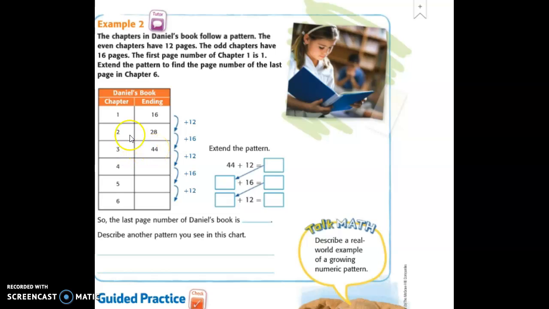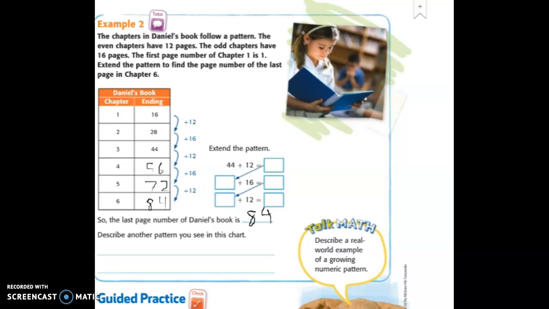So now we're going from 44, and we're counting up using the pattern that's been established from the problem. 44 plus 12 is 56. And then 56 plus 16, because we're going to an odd numbered chapter, gives us 72, and 12 more, because this is an even numbered chapter, gives us 84. So the last page number of Daniel's book is page 84.